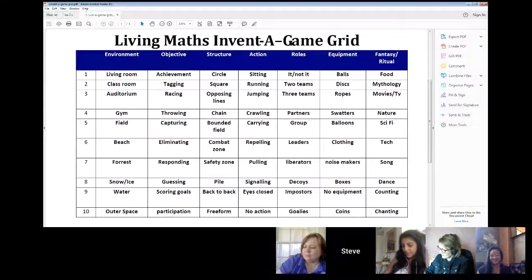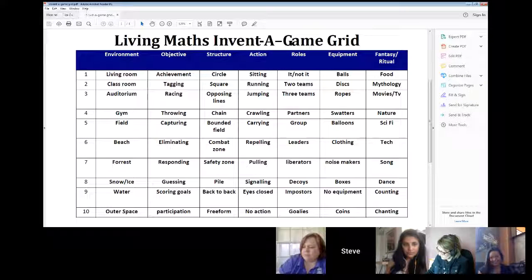So some sort of tagging will take place in the game. Number 2, again, there is a square structure. Okay, so I'm already picturing the field and how we're going to structure the game. Now, next is number 6. 6 people are going to be leaders in this game. All right, so now we've got to think about how we would involve leaders in this game.